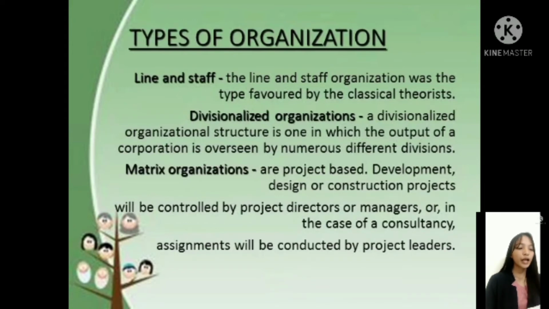The line hierarchy in the structures is made up of functions and managers who are directly involved in attaining the organization's major goals such as manufacturing and selling or overall direction. Finance, personnel, and engineering staff provide services to the line to enable them to get on with their work.